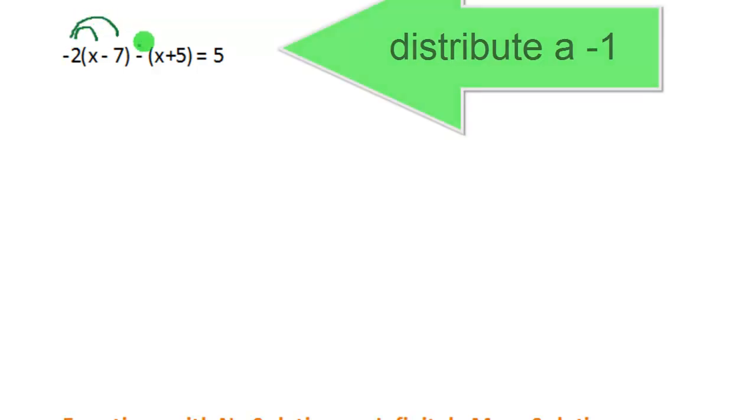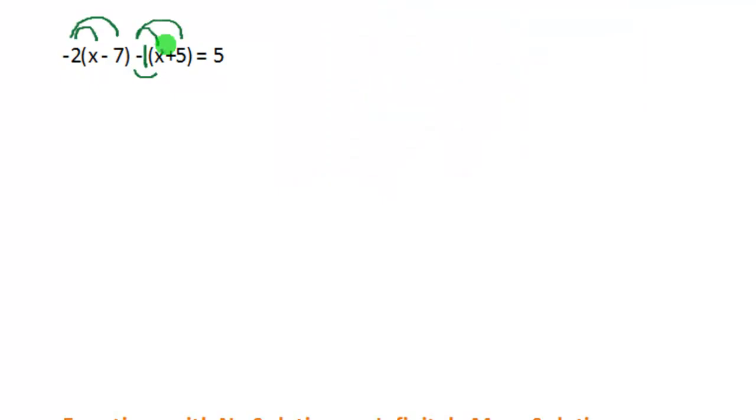Okay, this one's looking pretty complicated, but we have two parentheses. See the subtraction sign in front of the second parentheses? You're going to distribute a -1 to handle that.